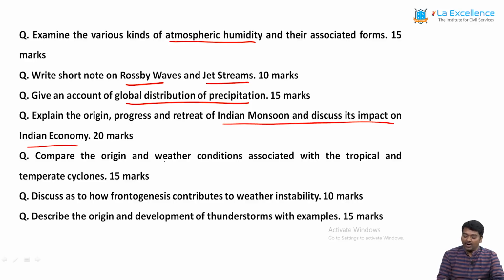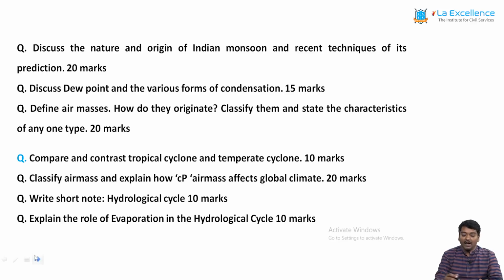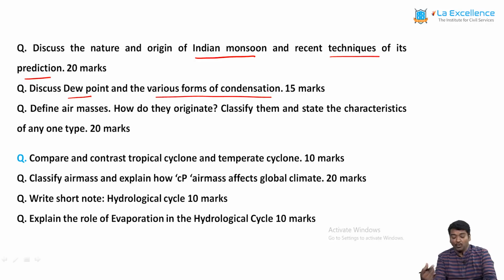Application. Compare the origin and weather conditions associated with the tropical and temperate cyclone. Frontogenesis. How would it lead to instability, rising air? Origin and development of thunderstorms with examples. Easier one. Discuss the nature and origin of Indian monsoon and recent techniques of its prediction. It may be associated with El Nino, La Nina, all this comes into picture. Discuss dew point and various forms of condensation, snow, rainfall, fog, everything comes into picture.